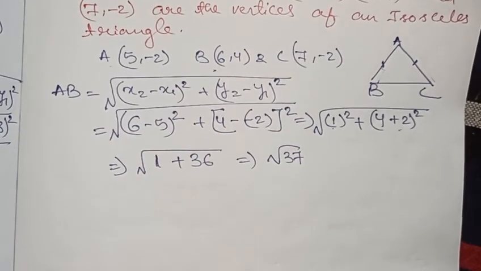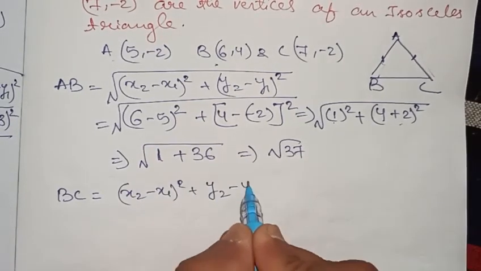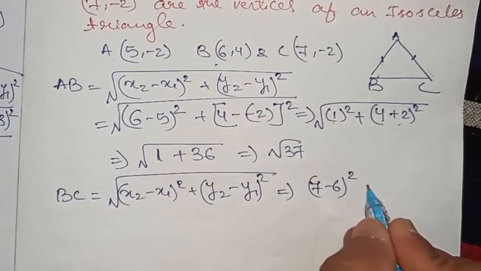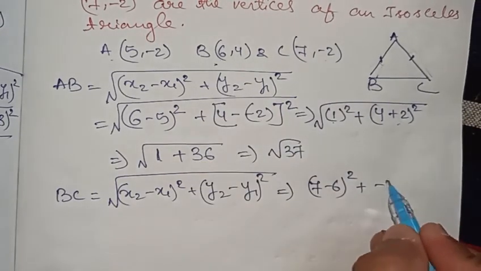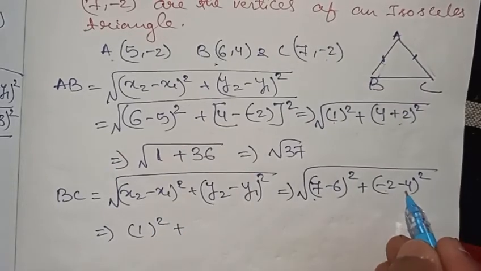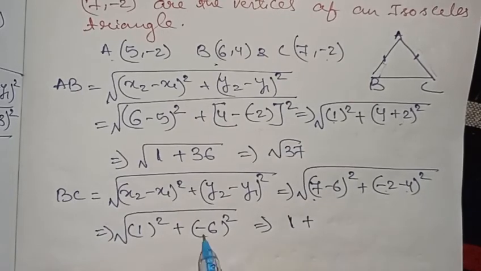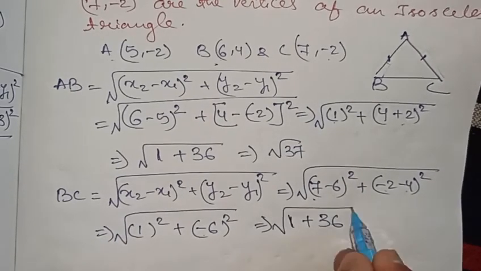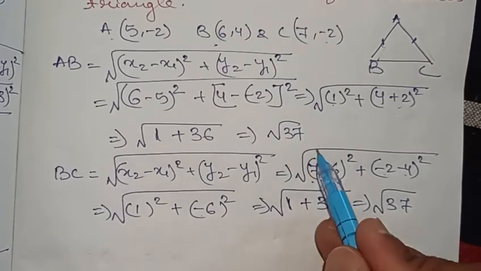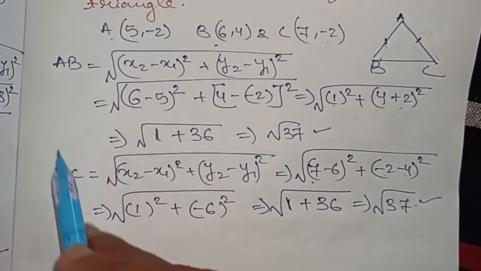Now we will find out the distance between B and C. Again, square root of (x2 minus x1) whole square plus (y2 minus y1) whole square, which is (7 minus 6) whole square plus (-2 minus 4) whole square. 7 minus 6 is 1, 1 square plus -2 minus 4 is -6, whole square. 1 square is 1, (-6) square is 36. So 1 plus 36 is 37. So we can see that root 37 equals root 37. That means AB equals BC.